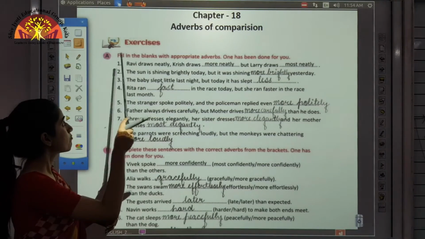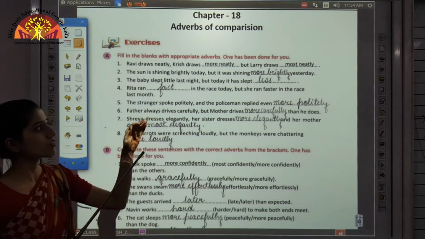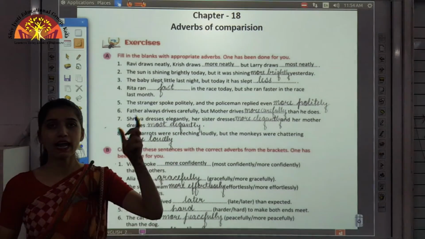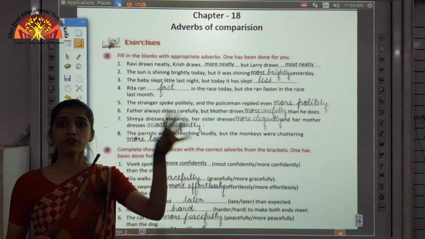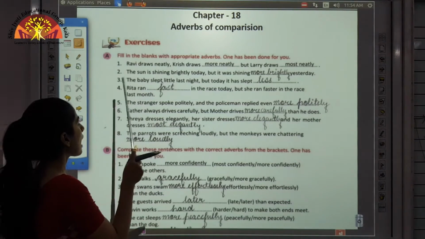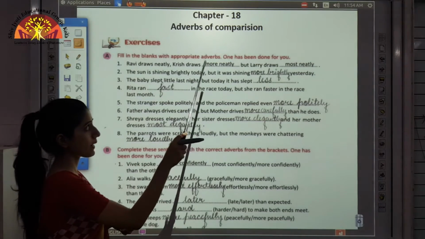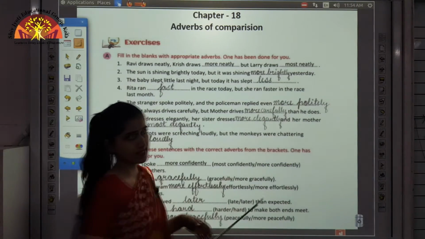Exercise A. Fill in the blanks with appropriate adverbs. We need to fill these blanks with appropriate adverbs by seeing which type of degree should come in the blank. Now I am taking the second example. The sun is shining brightly today, but it was shining dash yesterday.